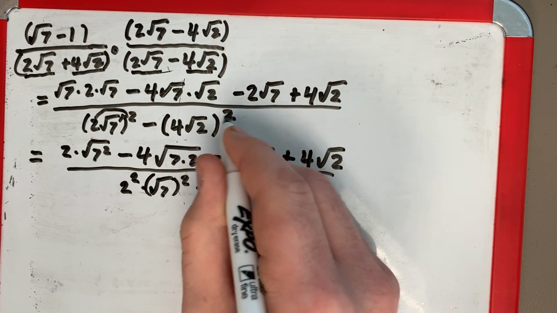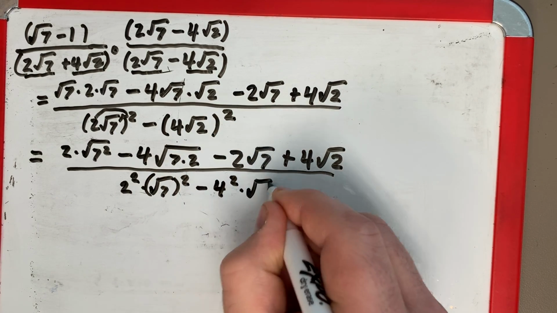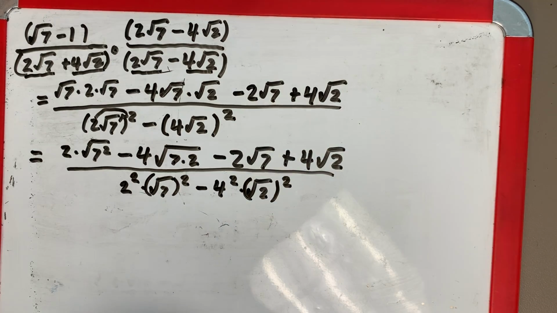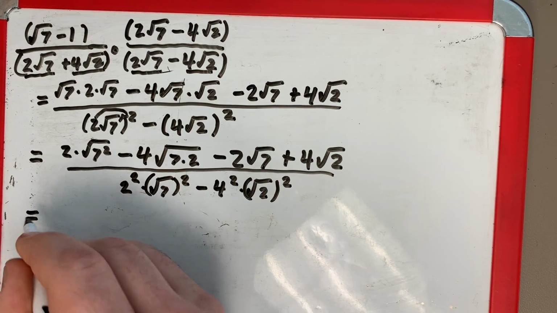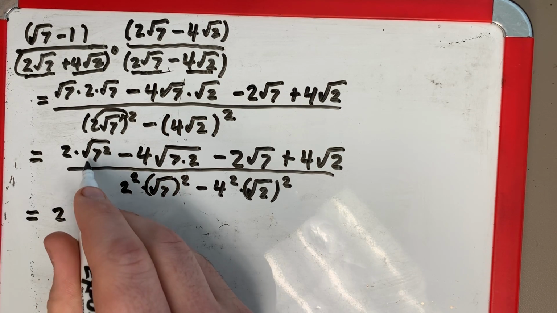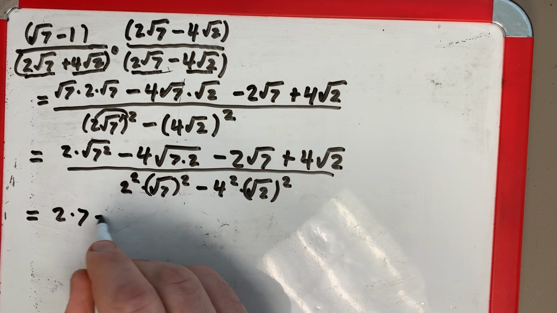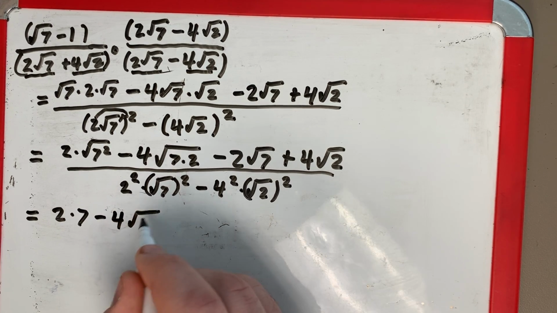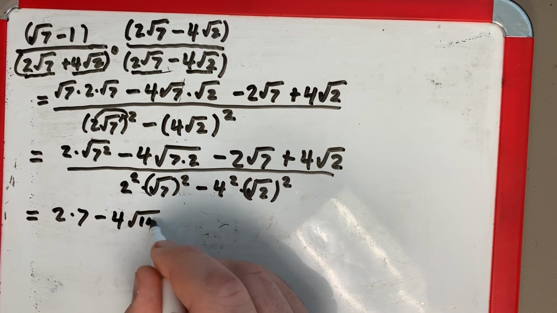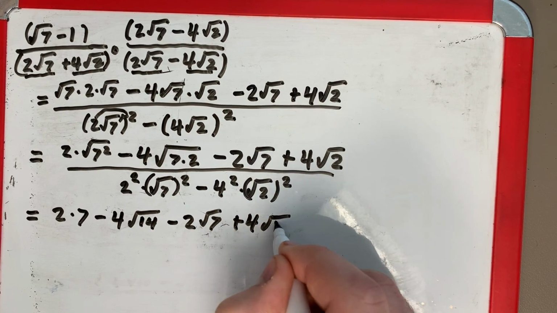So apply this 2 power to each of these guys. So you have 4 squared times root 2 squared. Okay, simplify. Oh boy, I have to rewrite the top, don't I? Well, square root of 7 squared, that's just 7, thank goodness, so we can simplify a little bit. 4 times square root of 14 minus 2 root 7 plus 4 root 2.